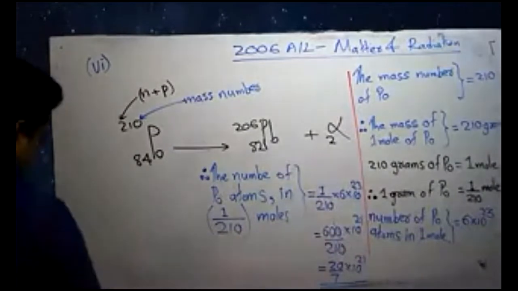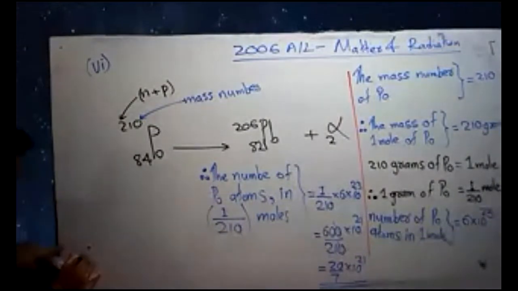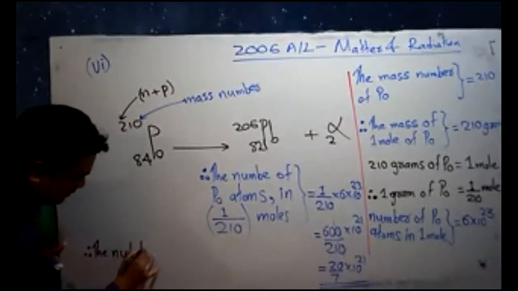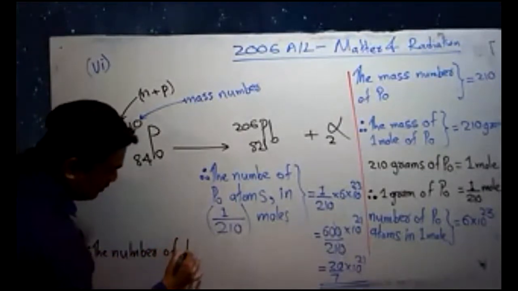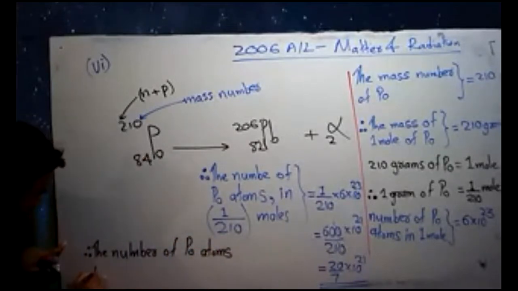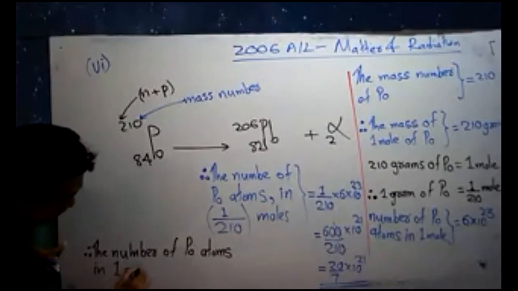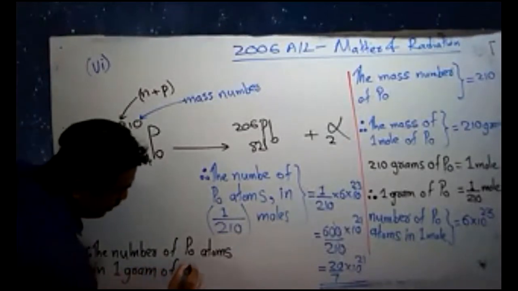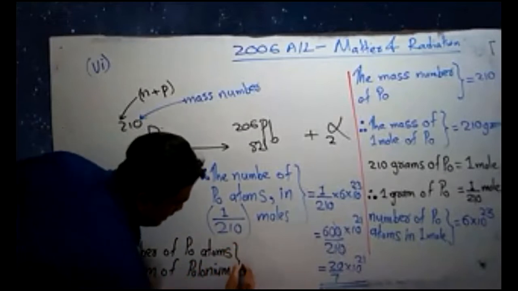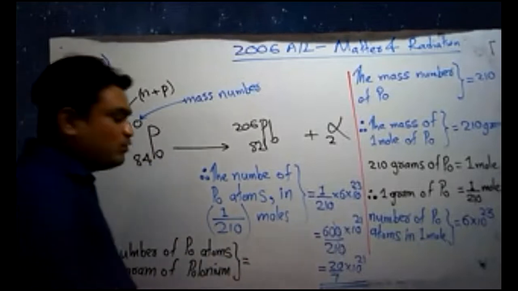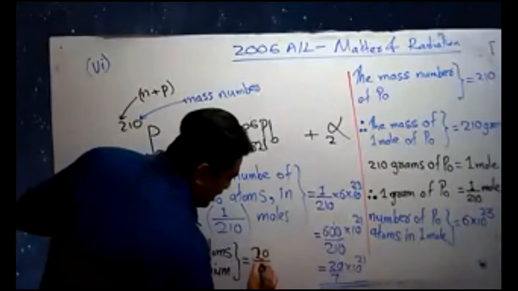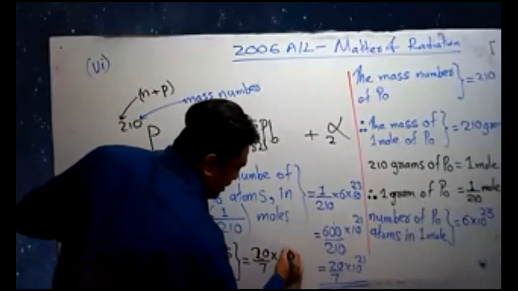So finally, let's write that therefore the number of polonium atoms in 1 gram of polonium. The number of polonium atoms in 1 gram of polonium equals 20 divided by 7 into 10 to the power 21.